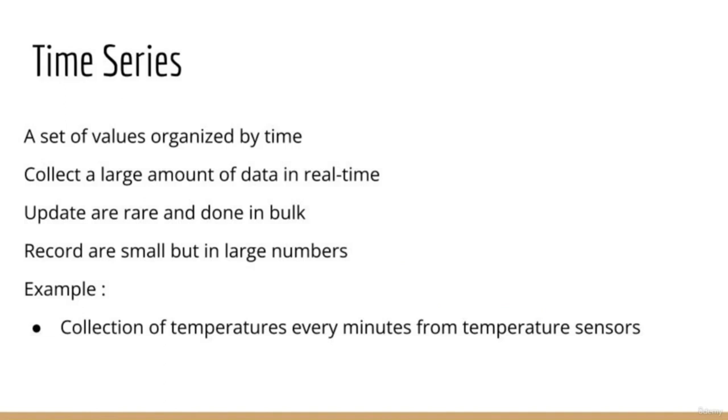Another data type is time series, and time series data, as the name suggests, is a set of values organized by time. Time series databases typically collect large amounts of data in real time from a large number of sources. Updates are normally rare, and deletes are often done as bulk operations. Although the records written to a time series database are generally small, there are often a large number of records, and the total data size can grow rapidly. An example can be a data store for internet-connected temperature sensors. The collected data will be used to analyze temperature trends, and the time series data type is the most suitable to store such data.